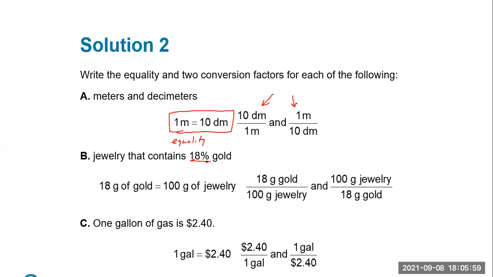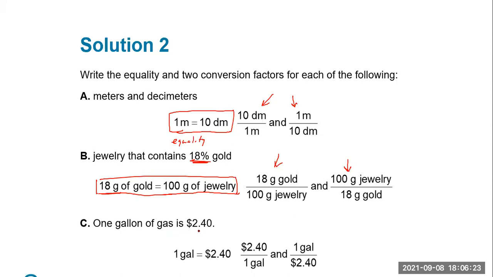Here's 18% gold. So here we're assuming 100. If we assume we had 100 grams of jewelry, 18 grams of it would be made up of gold. And again, that would be our equality for which we could then write our two conversion factors. Again, we would only be using one.